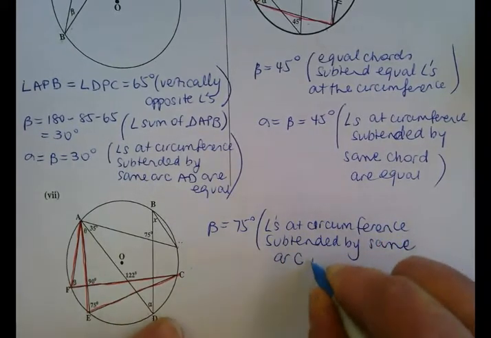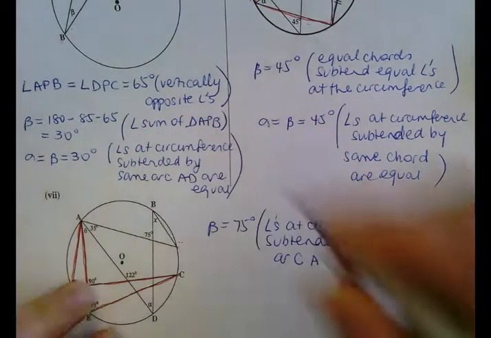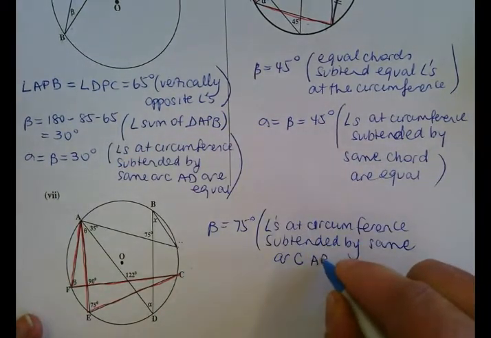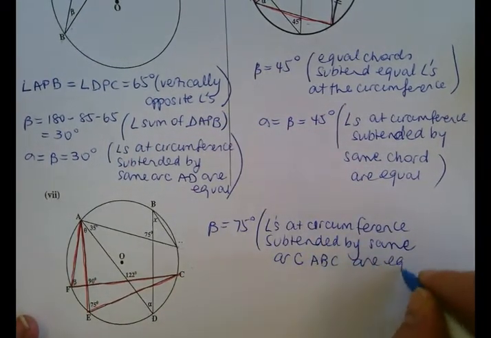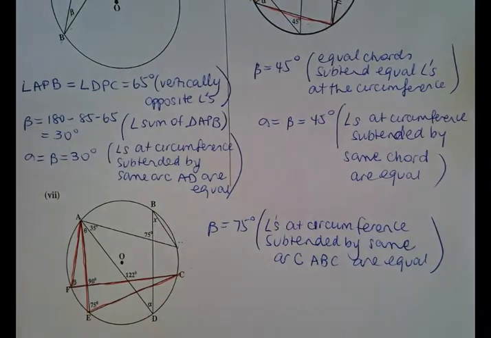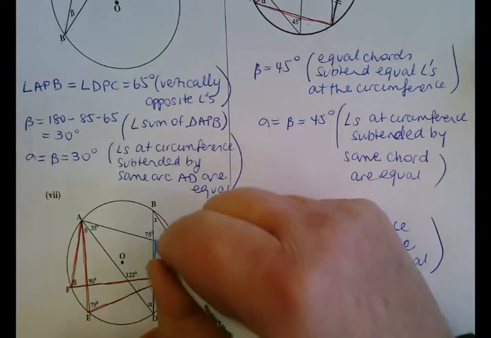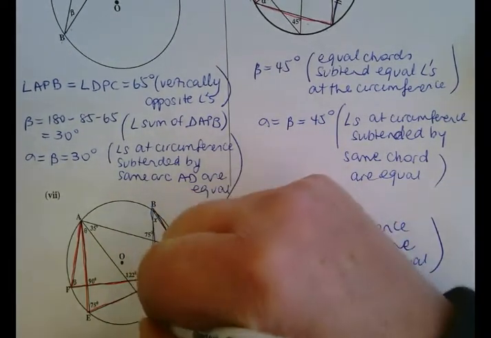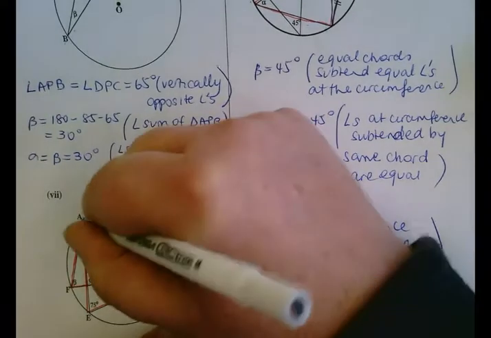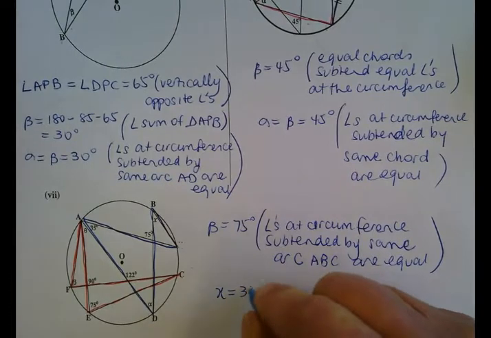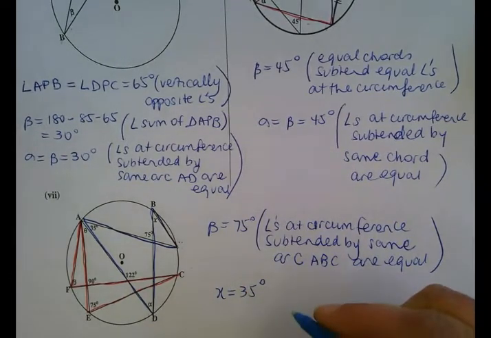Now the arc in this case, I'm going to call it arc ABC because it goes that way around. It tells you which way around it goes. Arc ABC are equal because the endpoints of the arc are A and C. Then you can also do X the same way. So I'm outlining that one in blue. X and 35. So X equals 35 degrees.